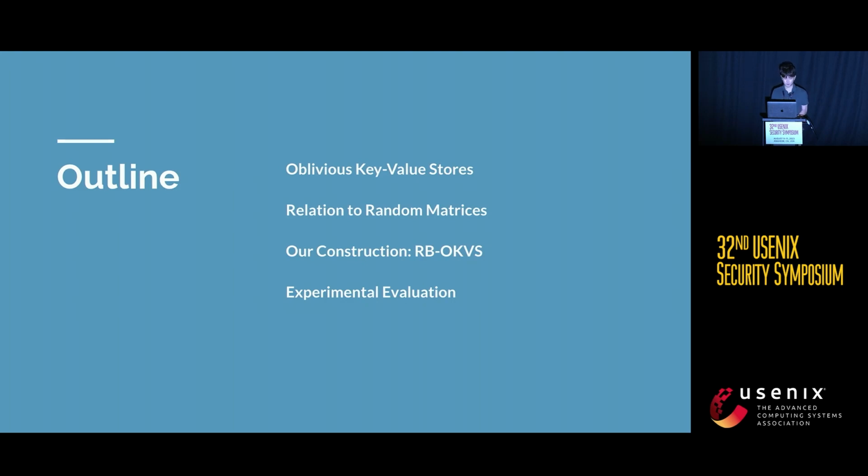This talk will be roughly divided into 4 parts. The first part will go over what Oblivious Key Value Stores are and their relation to random matrices. Then we'll present our OKVS construction called the RB-OKVS, and we'll present some of our experimental evaluations.